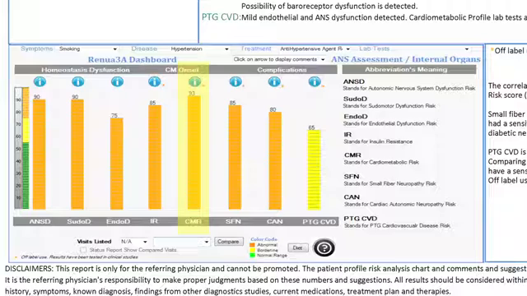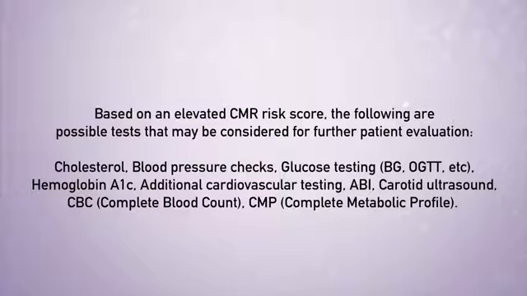Although there are a number of conditions the CMR risk score helps evaluate, the primary focus of this measurement is the possibility of high cholesterol, heart disease, high blood pressure, and diabetes. Based on an elevated CMR risk score, the following are possible tests that may be considered for further patient evaluation: cholesterol, blood pressure checks, glucose testing (BG, OGTT, etc.), hemoglobin A1C, additional cardiovascular testing (ABI, carotid ultrasound), CBC (complete blood count), and CMP (complete metabolic profile).